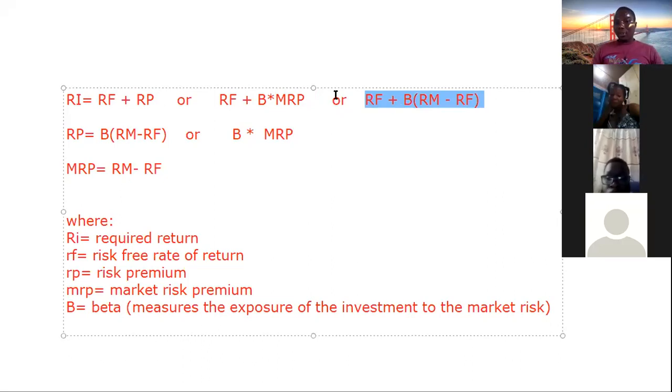So from the 3 formulas for the RI here, they are all correct, but for the sake of exams, you go by this one. But you must know the components of these ones too, that RM minus RF is equal to MRP. RP is equal to beta multiplied by MRP. You should know those ones. Once you don't know those ones too, it will worry you in an examination. So Mercy, I think you have been answered now.